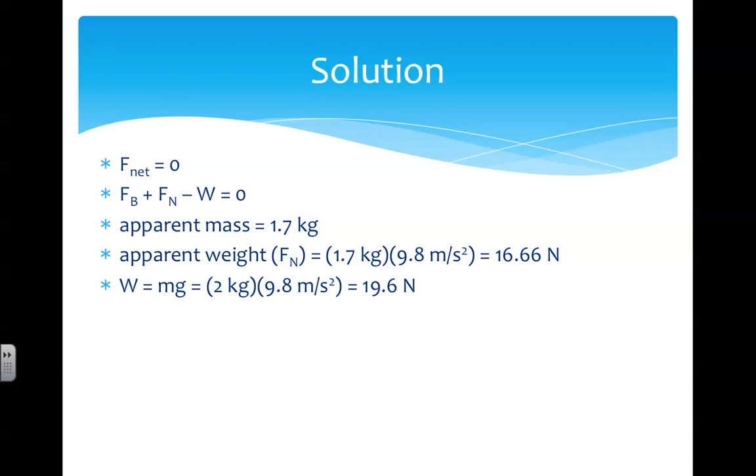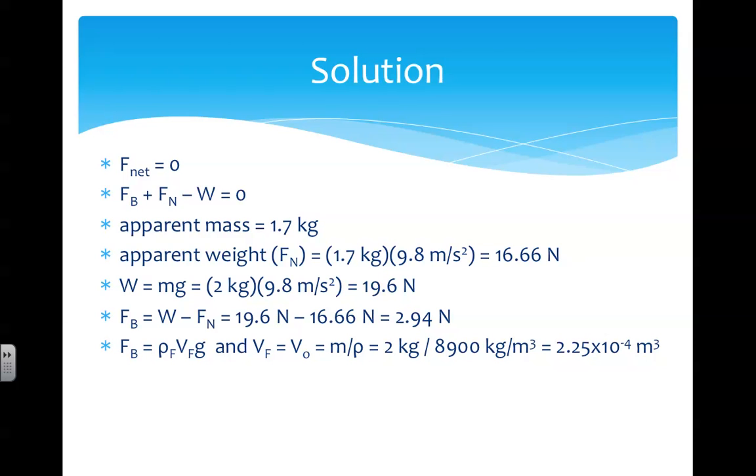The actual weight is equal to mg, where m is 2 kilograms and g is 9.8 meters per second squared, so we get weight of 19.6 newtons. We still want the buoyant force, so buoyant force, rearranging our original equation, we get weight minus normal force, or 19.6 newtons minus 16.66 newtons, and we get 2.94 newtons for the upward buoyant force.